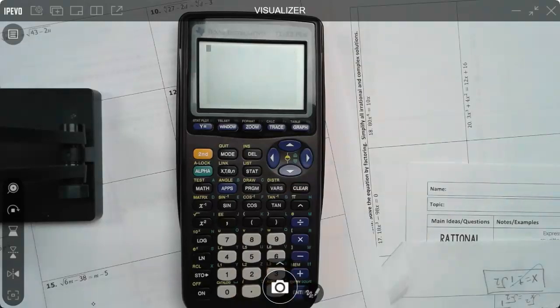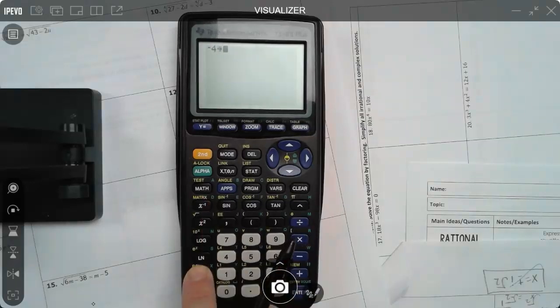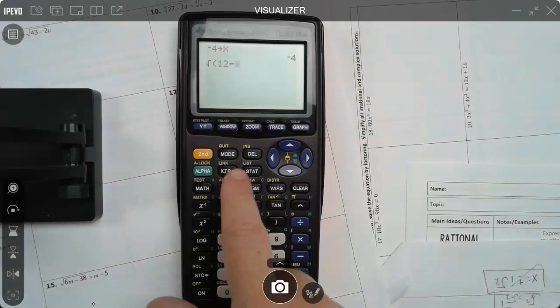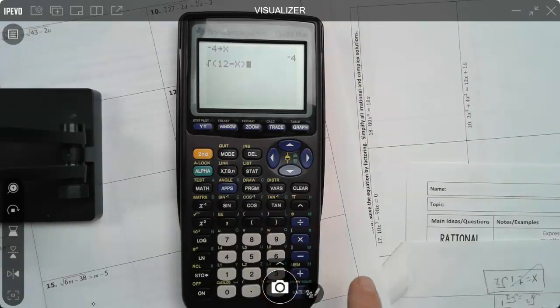All right, so the first solution I got was -4. I store as X. Now I type the left side of the equation, which was the square root of 12 minus a, all that's under the radical, right? Then outside the radical, plus 7a. That's the left side of the equation. Hit enter. The right side of the equation is 8a, right?